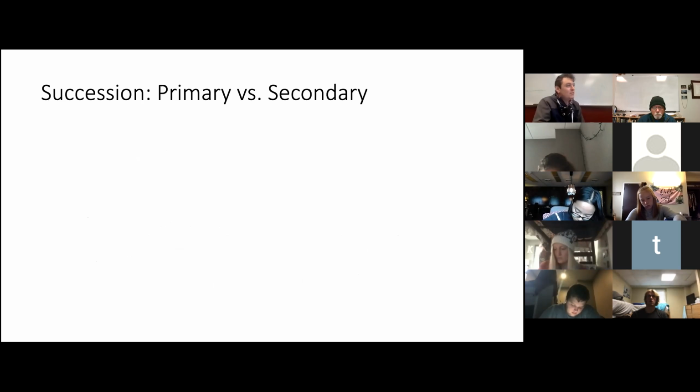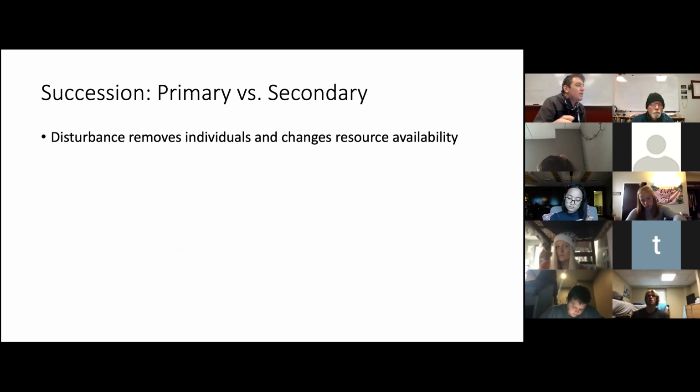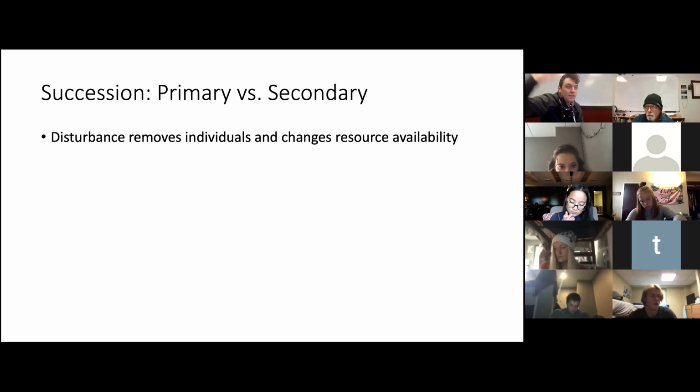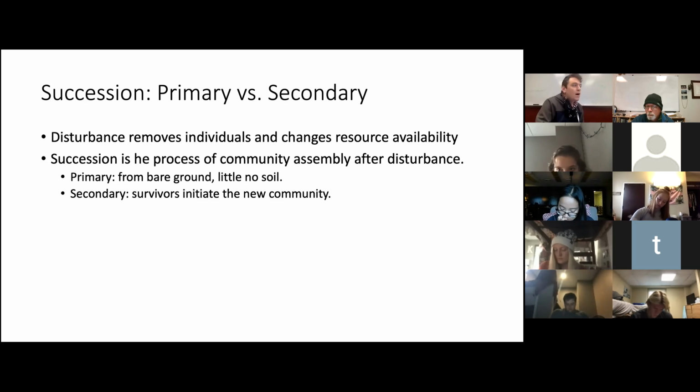We distinguish between two kinds of succession, primary and secondary. In both cases, a disturbance event removes individuals and changes the availability of resources. One of the obvious ways is light, right? If you disturb a forest, there's a lot more light hitting the forest floor, so that changes the availability of that light resource for other plants.